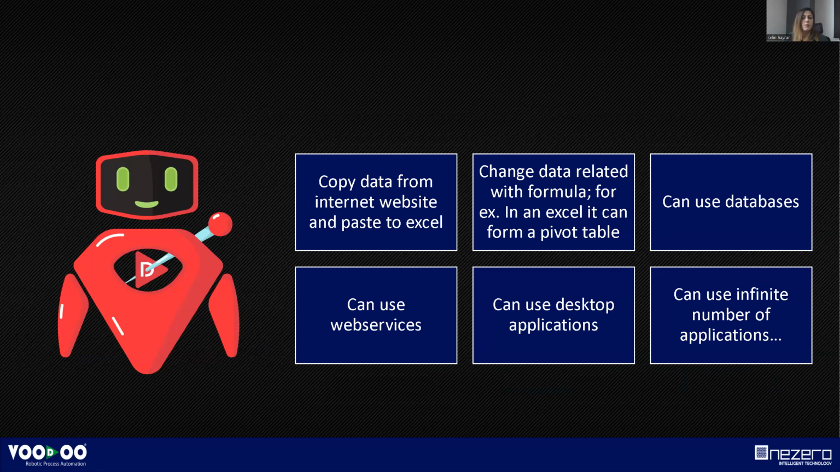For example, an RPA robot could be programmed to use a specific desktop application to process data and generate reports. It can use an infinite number of applications. For example, an RPA robot could be programmed to use multiple different applications to perform a complex task, such as creating a presentation using data from several different sources. These virtual workers are incredibly versatile and can help save time and effort by automating all kinds of tasks.